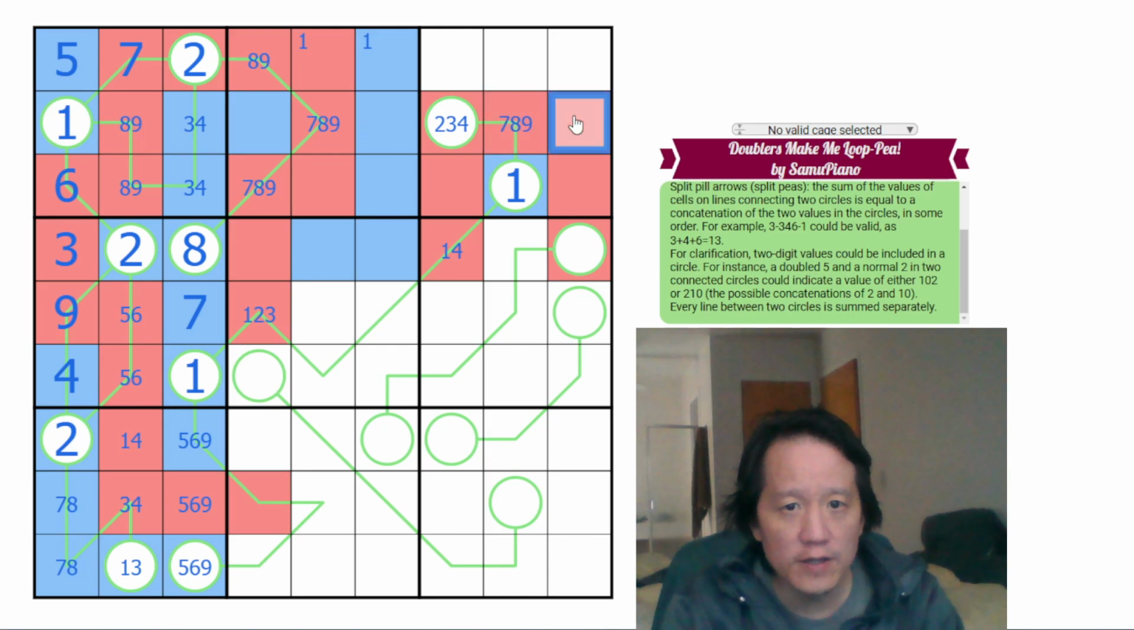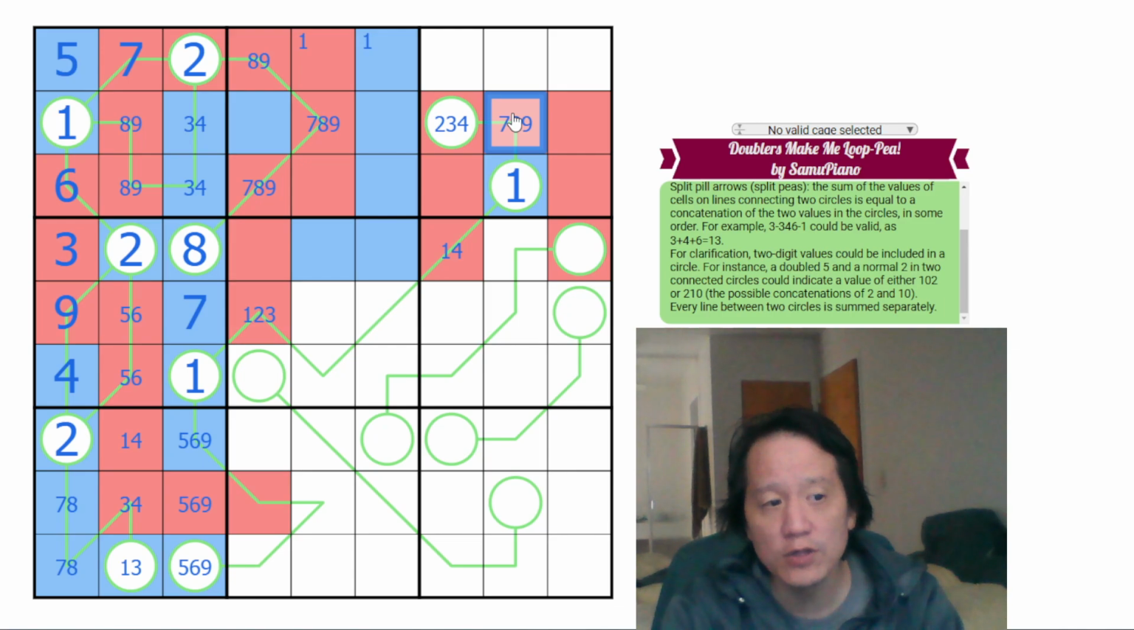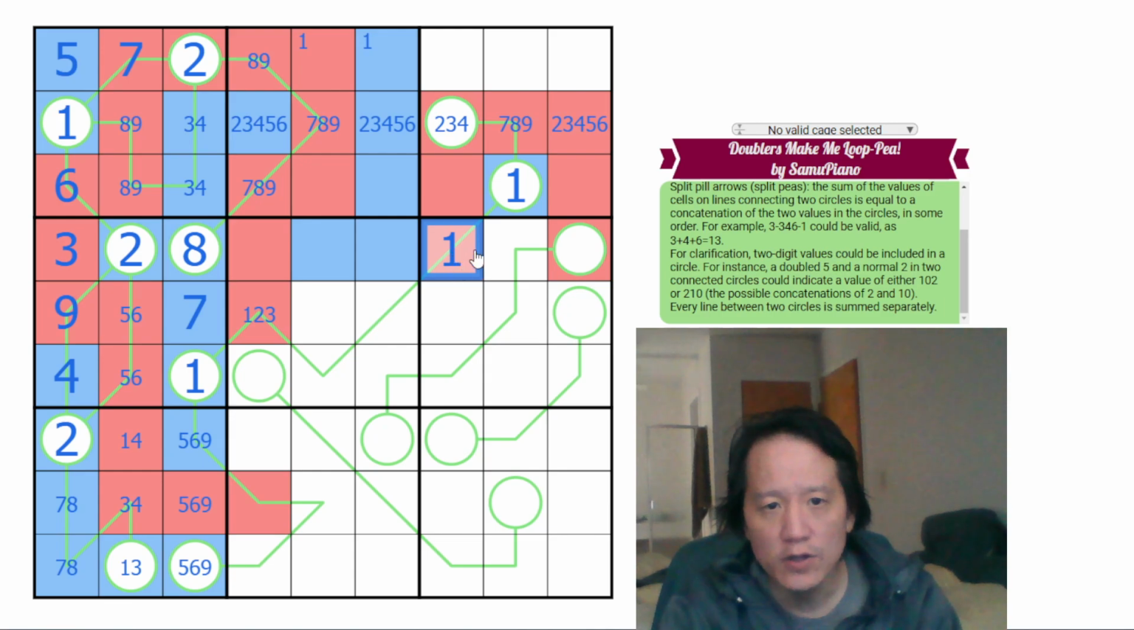So we have in row 2 a 7, 8, 9 triplet, which means that these 3 cells must be filled with the 3 digits from 7, 8, and 9. So 7, 8, and 9 cannot be anywhere else. So this is 2, 3, 4, 5, 6. This is 2, 3, 4, 5, 6. This is 2, 3, 4, 5, 6. This is doubled, so it cannot be 4 anymore. This is 1. So this is 2, which means this adds up to 9.